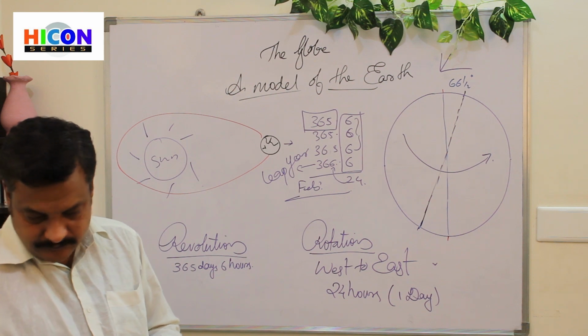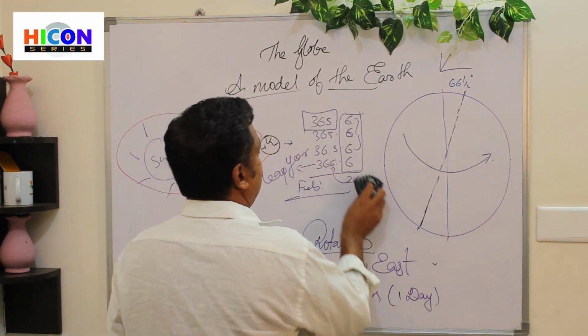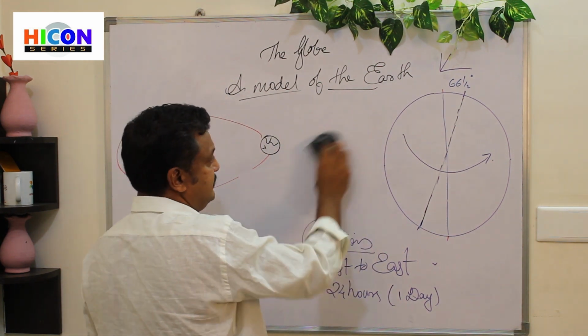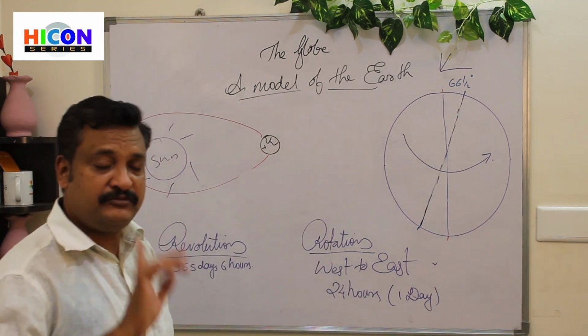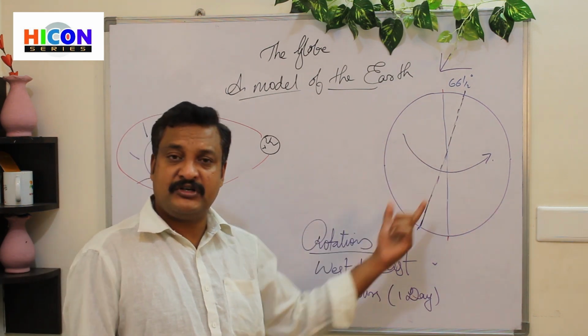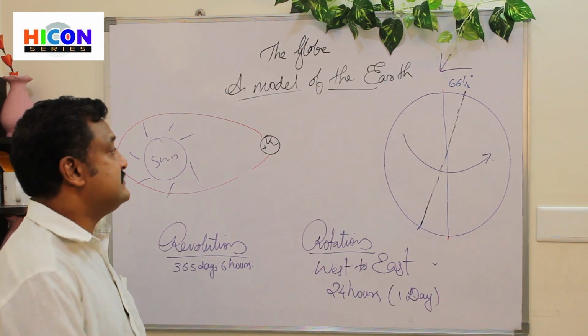Now, what are the advantages or uses that we have from the movement of the earth around the sun? We know day and night is caused because of rotation of the earth, and we have seasons.